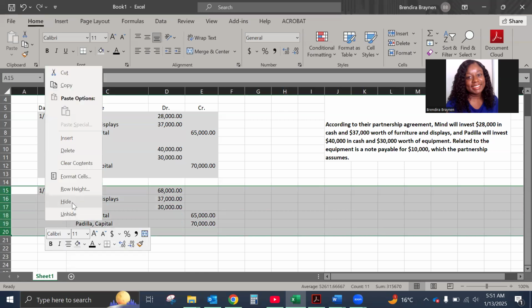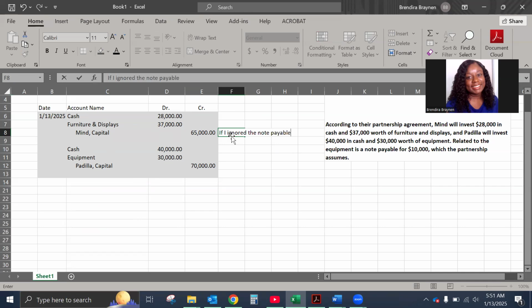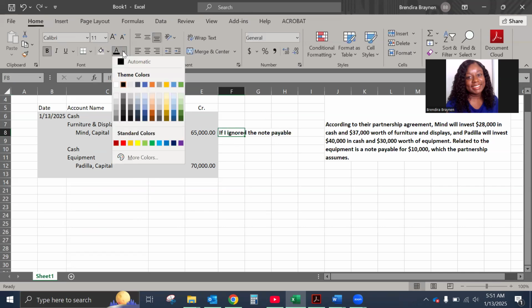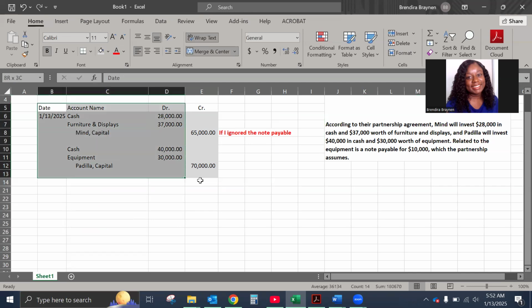So I'll hide this because it's not relevant. Like I said, it's either or. I'm going to stick with this one for now. And so this would be the entry if I ignored the note payable. Now, let's say I'm not going to ignore the note payable anymore. I'm going to do it completely. So, let's just keep it at that. That is what it is.